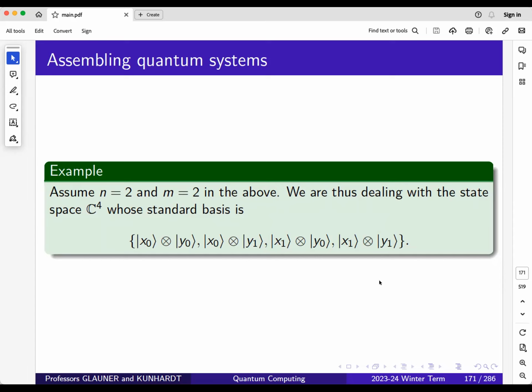But now we also need a basis when we build our composite systems, or when we assemble these systems. What is typically done is we take x0 and take the tensor product with y0. So we take these basic states and take the tensor product. This leads to the first basic state in our assembled system. Then x0 and y1, we take the tensor product, and what we get is the next basic state of the assembled system, and so forth.